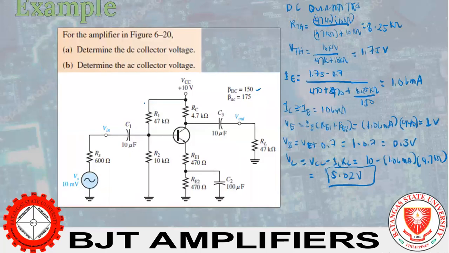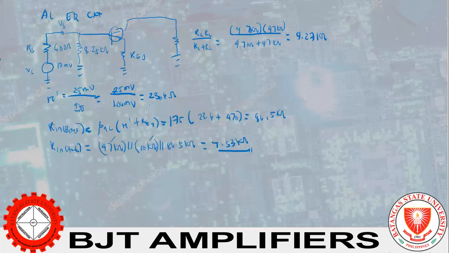Ito po yun, no? 47 saka 10 kilos. Diba si R in total ay R1 parallel kay R2 na parallel kay R in base. Okay? So, yun po yun. So, lalagyan ko dito. R1, R2, R in base. Yan. Okay? So, hindi pa yan ang ating sagot kasi ang hinahanap sa atin ay AC na collector voltage.